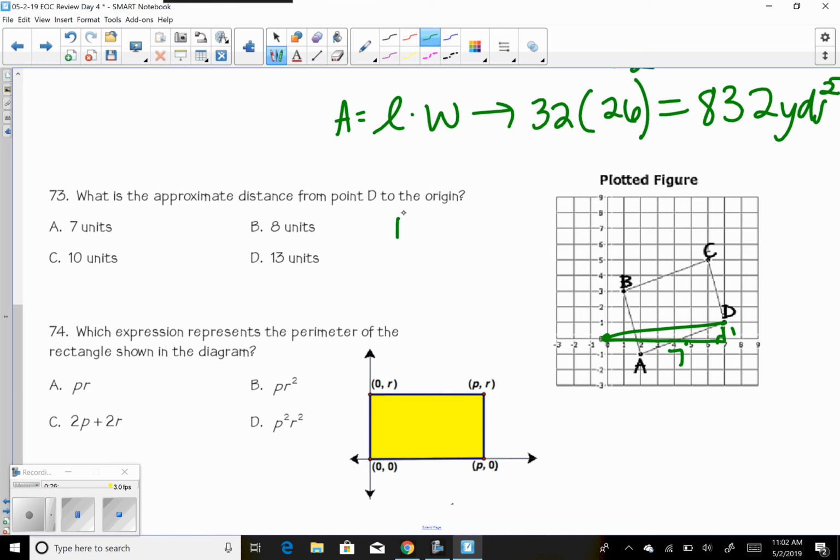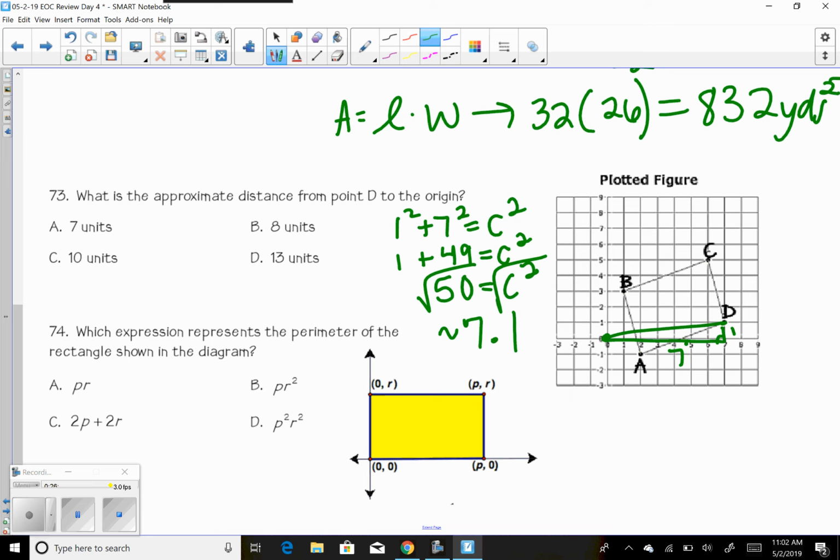All right, so I've got 1 squared plus 7 squared equals c squared. I'm using the Pythagorean theorem. 1 plus 49 equals c squared. So 50 equals c squared, and I take the square root of both sides. So when you do the square root of 50, you get approximately 7.1. Well, this says approximate distance, so I need to round it to the nearest whole number. So the correct answer would be A, 7 units.